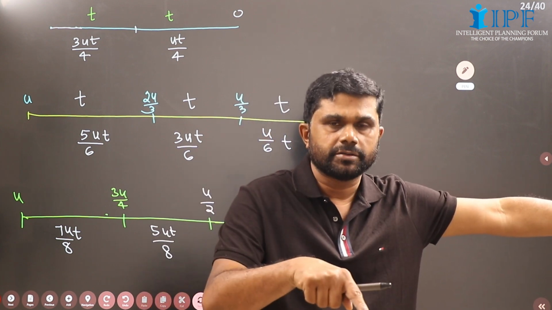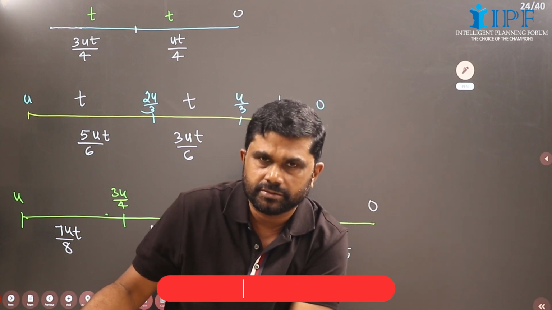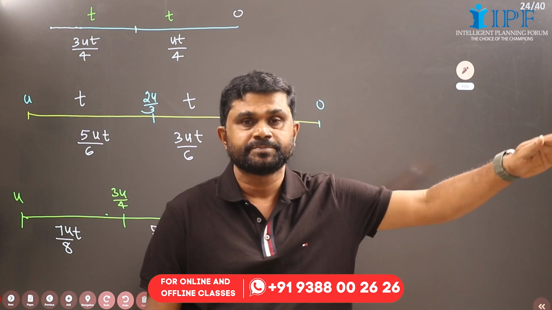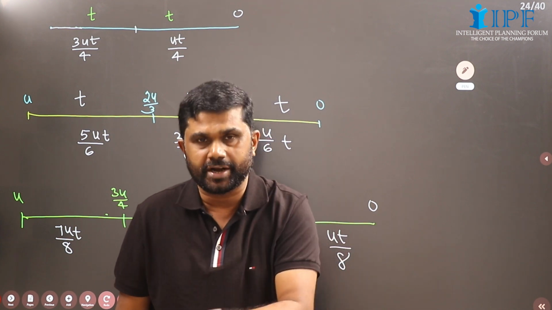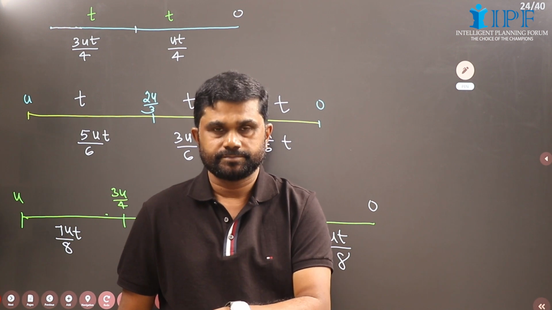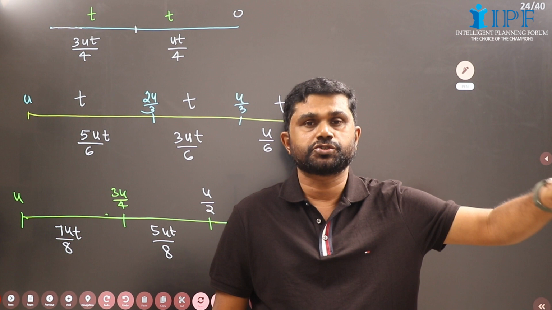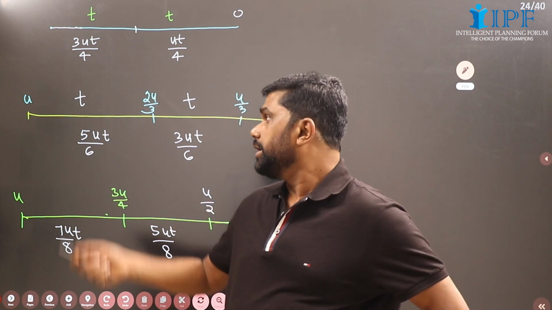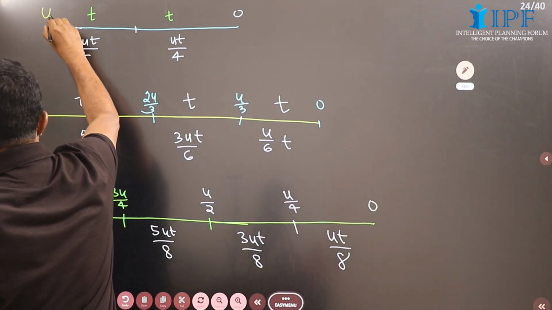In the reverse order, see, when a body comes to rest with uniform retardation, then the ratio of displacements in successive equal intervals of time will be, if there are 4 intervals, 7 is to 5 is to 3 is to 1. If there are only 2 intervals, then it will be in the ratio 3 is to 1. If there are say 5 intervals, then it will be 9 is to 7 is to 5 is to 3 is to 1.